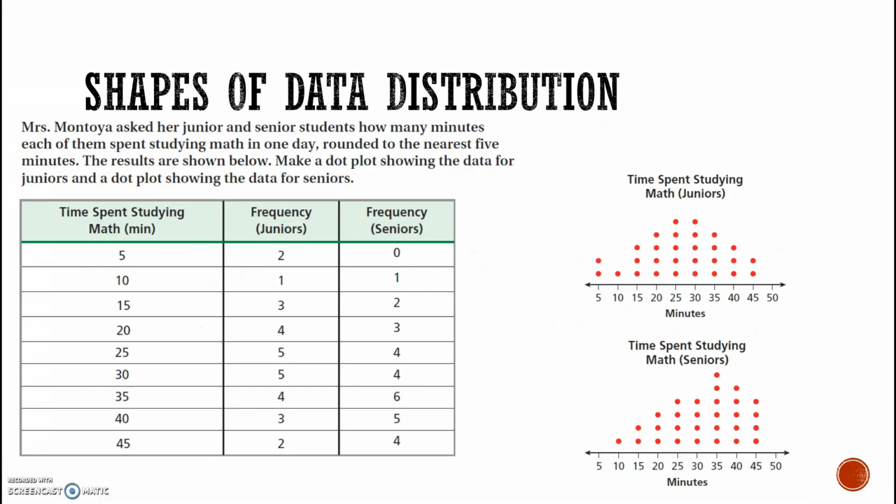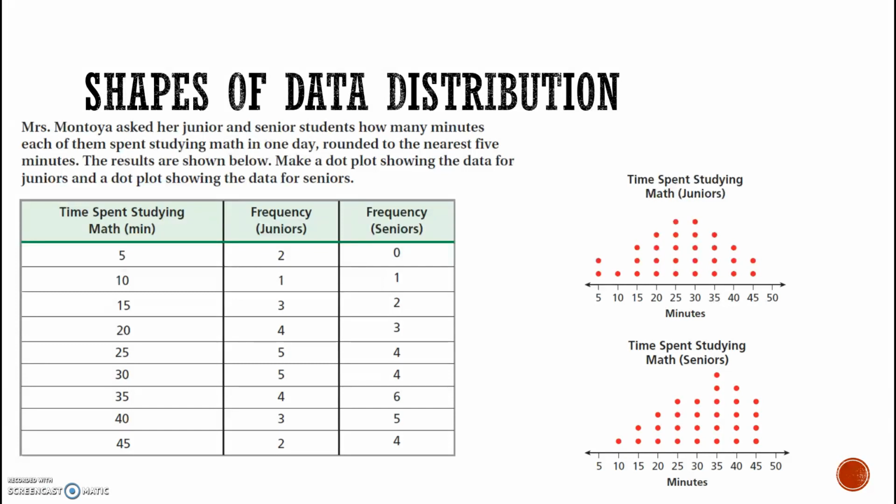Here we have some data. Mrs. Montoya asked her juniors and seniors how many minutes each of them spent studying math in one day, rounded to the nearest 5 minutes. The results were put into this frequency table, and then later they created dot plots for the data. So let's look at these dot plots and discuss the distribution.